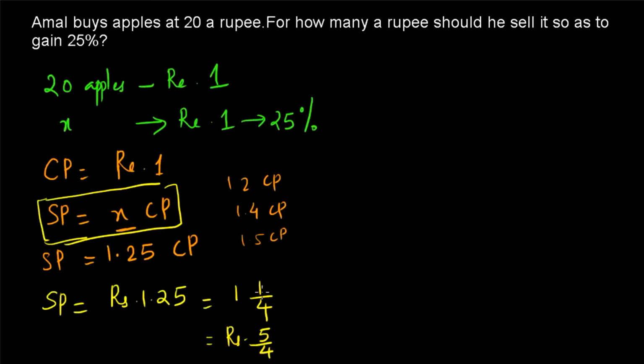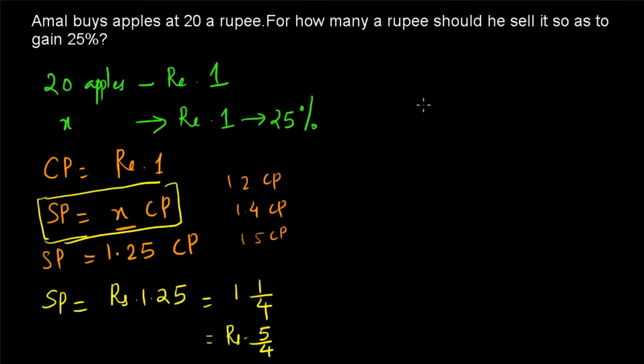So what's your question? For how many rupees should he sell so as to gain 25%? So actually he is selling here for 5 by 4. How many apples is he selling for 5 by 4? 20 apples. 20 apples he is selling for rupees 5 by 4.